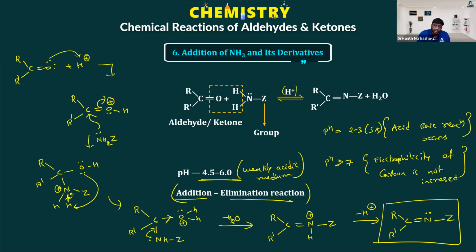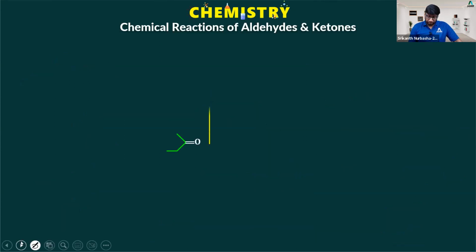The simple shortcut is to remove oxygen and two hydrogens from nitrogen, that is, remove water, and you generate a double bond between carbon and nitrogen. R C R dash, C double bond N Z, plus H2O. That is the derivative obtained, or the addition product obtained.